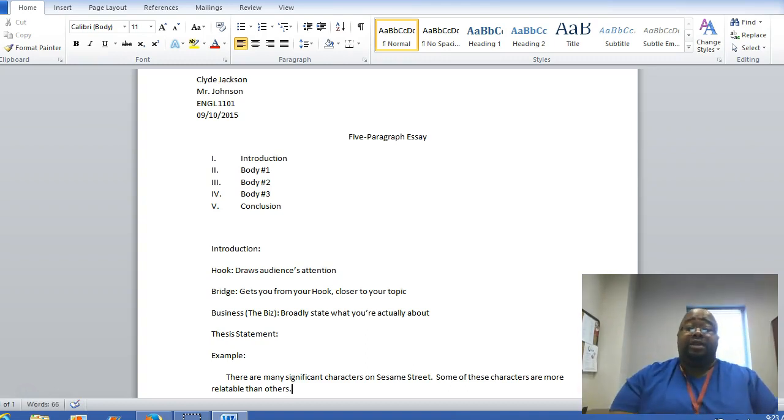All right. Some of these characters are more relatable than others. So basically what I'm saying here is you could find something more in common with some of the characters than you can some of the other characters. Like some of you may identify with Big Bird. Some of you may identify with Mr. Snuffleupagus. Others may identify with Oscar the Grouch, which is nothing wrong with that. Oscar has some good qualities too. But I have a particular character in mind that I think is the best character on Sesame Street. We're going to get to him in a second. So this is my bridge.